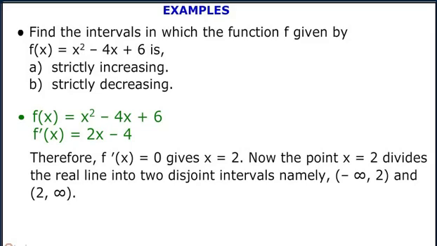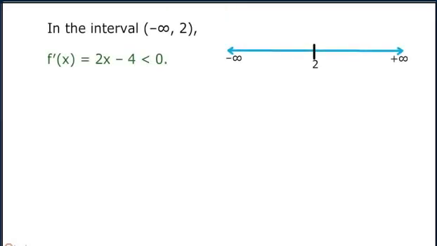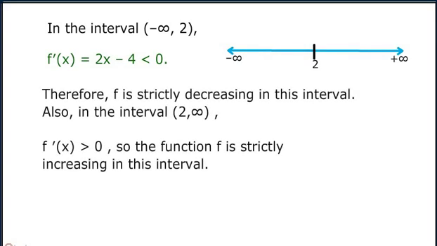Now the point x equal to 2 divides the real line into two disjoint intervals, namely minus infinity to 2 and 2 to infinity. In the interval minus infinity to 2, f dash x equal to 2x minus 4 is less than 0. Therefore, f is strictly decreasing in this interval. Also, in the interval 2 to infinity, f dash x is greater than 0. So the function f is strictly increasing in that interval.